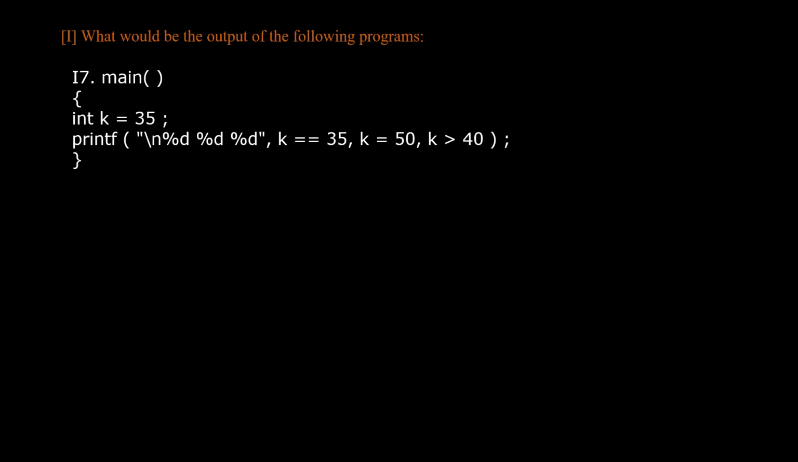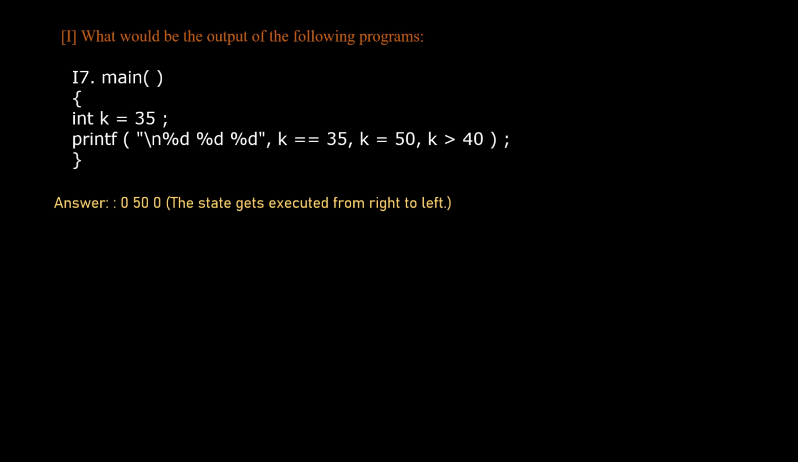How will it get executed? What will be the output of this program? Okay, let's see the answer. So output would be 0, 50, 0. First thing to learn is that this printf will get executed from right to left.